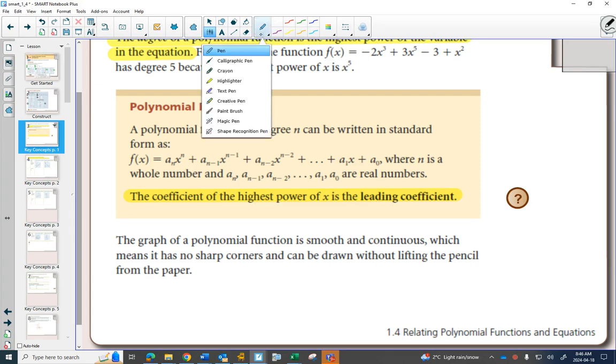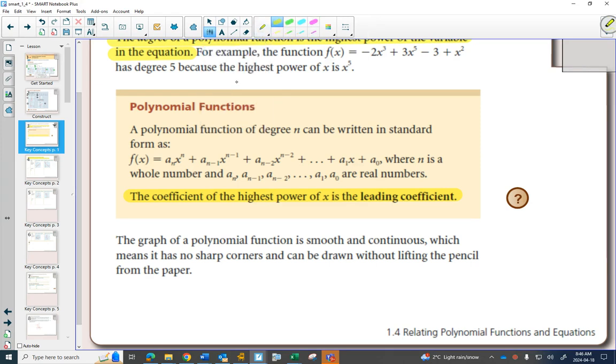And another thing that is important for next year for calculus, also important for graphing this year, the graph of a polynomial function is smooth and continuous. And they use these words lots in calculus, which means it has no sharp corners, and it can be drawn without lifting your pencil from the paper.